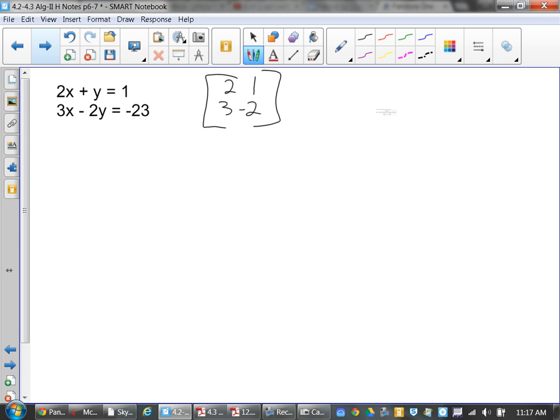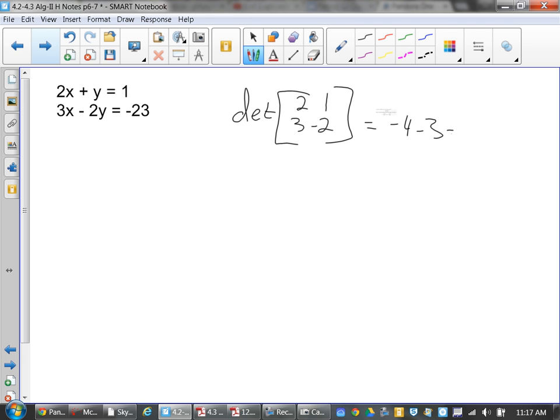Alright, so like I said, with Cramer's rule, the first thing you do is write out your coefficients. We're creating what's called a coefficient matrix. Find the determinant. -4 minus 3 is -7. Finding the determinants of 2x2s is ridiculously simple.